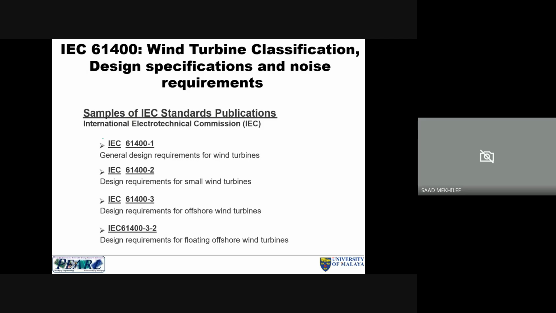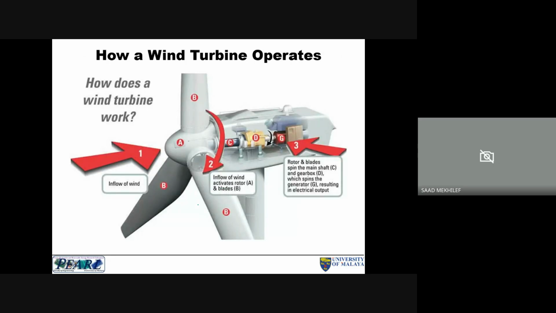Okay. For design specifications and noise requirements for wind turbines, there are international standards. I think India might also follow the same standards. So there are IEC 61400-1, -2, -3, and -4. These cover requirements for offshore and floating turbines, for small wind turbines, and the general requirements. I think this is a good reference, especially for industry people working in this area, to review these standards. They are very helpful and useful for understanding the requirements.